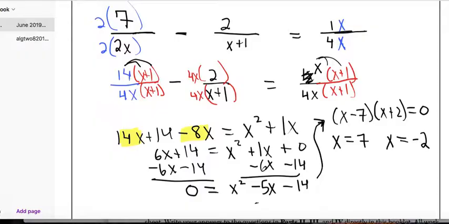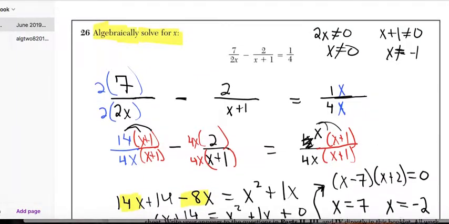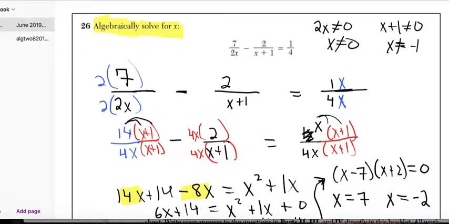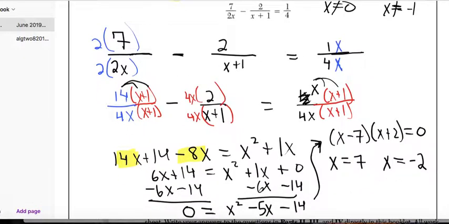And I want to make sure that none of my answers were equal to 0 or negative 1. 7 is not equal to either of those two, and neither is negative 2, so this is my solution set. My two solutions are x equals 7 and x equals negative 2. I could use the calculator to confirm, so let's do it.